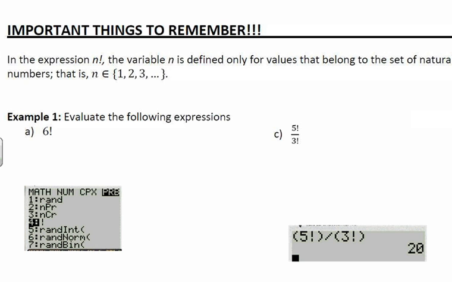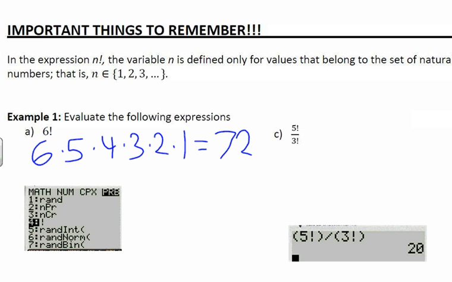So let's take a look at example 1. Example 1a. Evaluate 6 factorial. You can use your calculator and go 6 factorial. I'm going to write it out here. We would go 6 times 5 times 4 times 3 times 2 times 1. And that equals 720. Oh yeah, the one we just did. Yeah. So good.